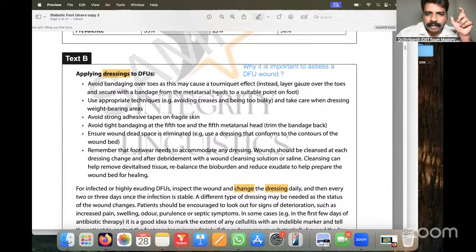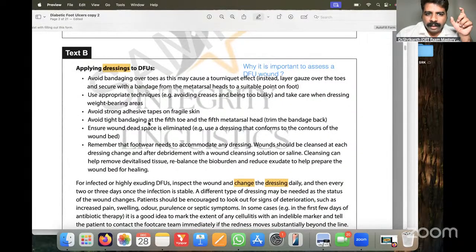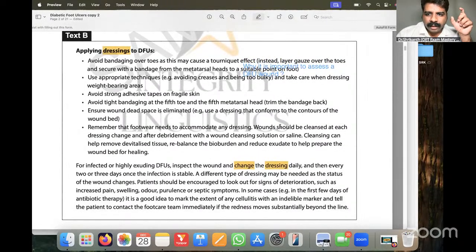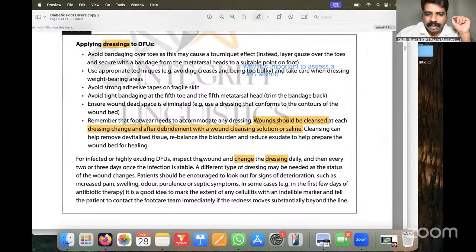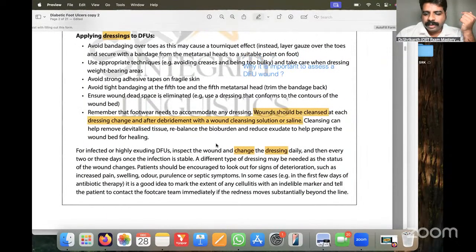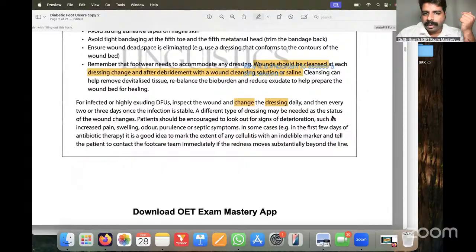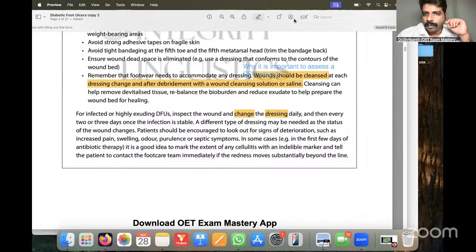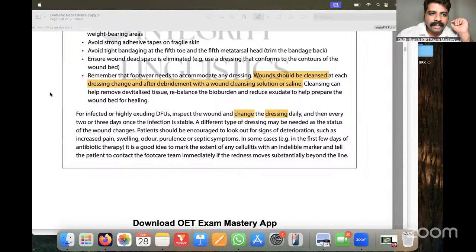Appropriate techniques: avoid tight bandaging, ensure wound dead space is managed. Cleansed. Now see over here, wounds should be cleansed at each dressing change and after debridement with the fluid solution. Cleansing can help with devitalized tissue and rebalance the bioburden. Now you see over here, this is why it is important for us to assess a diabetic wound. Why is it important? Because we need to avoid these kinds of things.